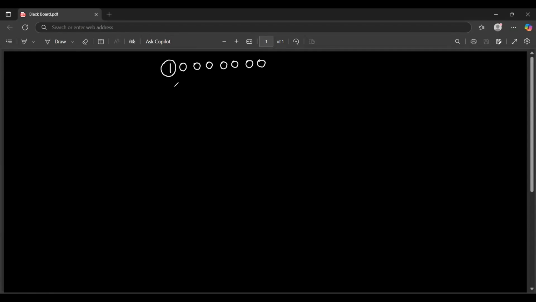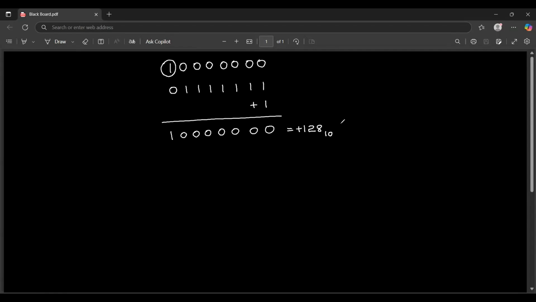So you have to find the ones complement. The ones complement will be 0, 1, 1, 1, 1, 1, 1, 1. And if you add 1 to this, you will get again 1, 0, 0, 0, 0, 0, 0, 0. And we know this is equal to positive 128. Why is it positive 128? Well, we know that you can't represent 128 in the 8-bit representation of 2's complement form.